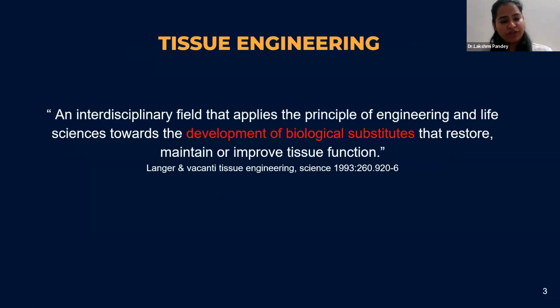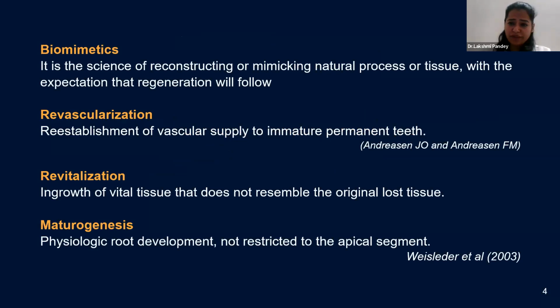So, what exactly is tissue engineering? As you already know, it's tissue and engineering. Tissue is something which is living, and when you incorporate principles of engineering in the tissues, the product which you get causes the development of biological substitutes and maintains and improves tissue functions. Here, what do you mean by biomimetics? It's the science of reconstructing or mimicking natural processes or tissues with the expectation that regeneration will follow.